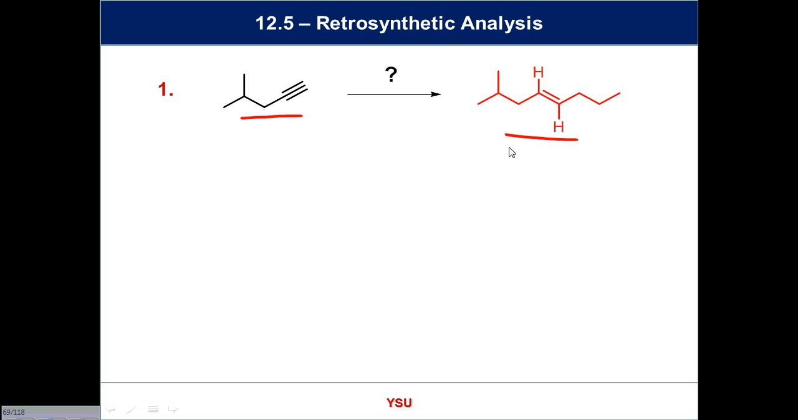So we said in the previous example, this type of cis or trans alkene comes from an alkyne, right? So what are we thinking here? What sort of chemistry, what sort of thoughts do we have? If I'm starting with a trans alkene as my target, what's the precursor to that? An alkyne, right?